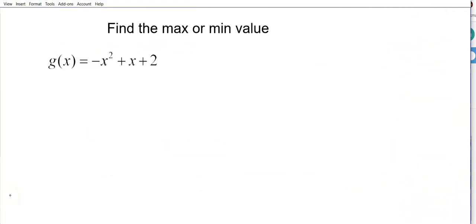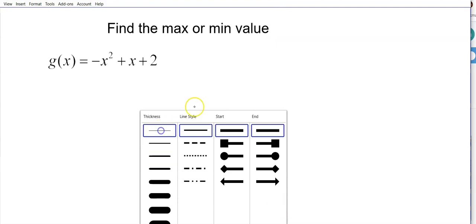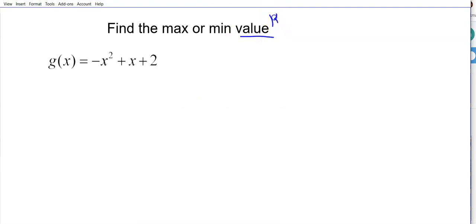Find the max or min value. That means find the k value. When you see the word value there, that definitely means we're finding the k value. Well, the fastest way to do that, we just kind of did that: h and k, use the two-step method. So h equals the opposite of b, opposite of 1, over 2 times -1 in this case, which is +1/2. So h is +1/2.